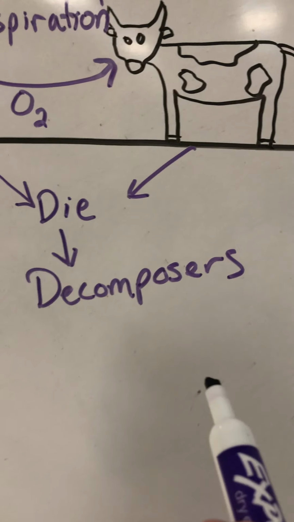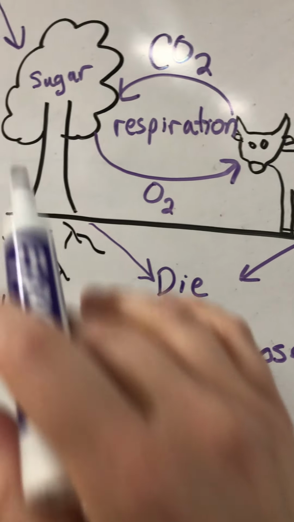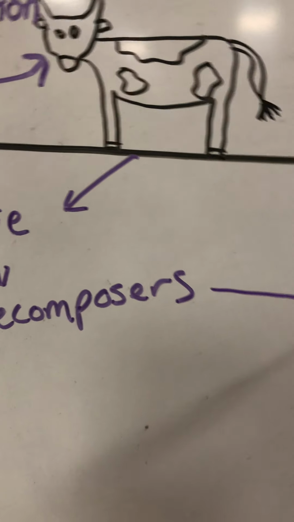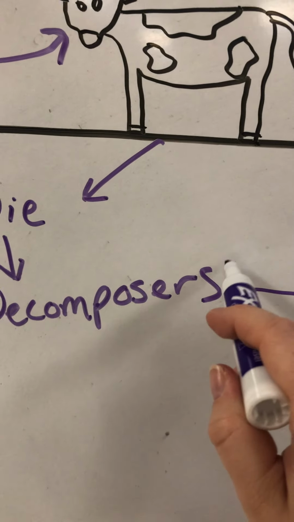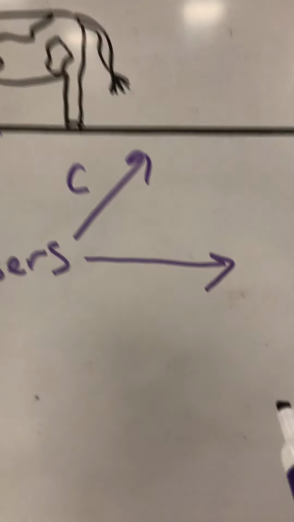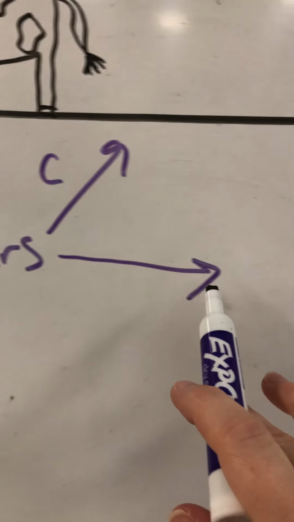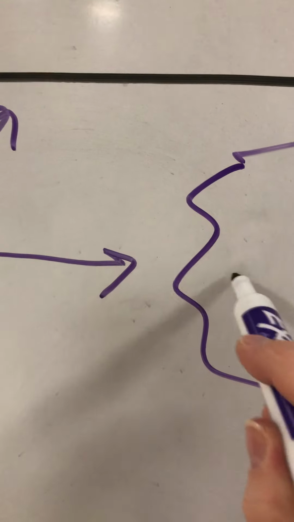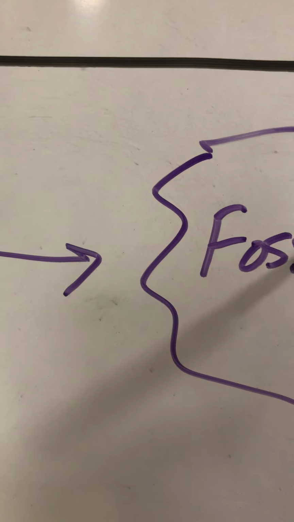Now, once the decomposers have broken down the things that contained the carbon, they kind of do two things. Sometimes some of the carbon gets released back into the soil, but a lot of the time the carbon's going to stay within the soil and turn into fossil fuels.